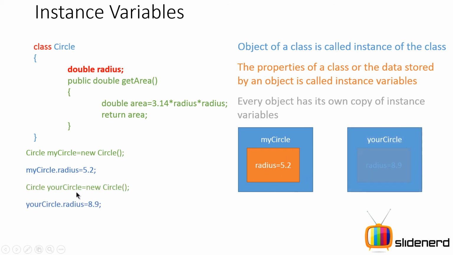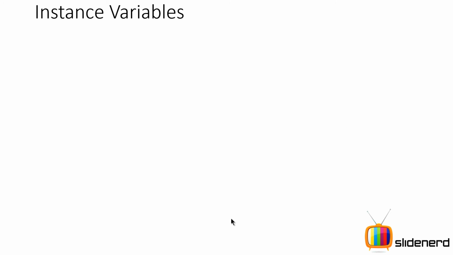When I say Circle yourCircle = new Circle(), and I say yourCircle.radius = 8.9, then notice that this radius value of yourCircle is a different copy than the radius value of myCircle, in terms of value and in terms of where it is located in the memory. And that's how instance variables work.